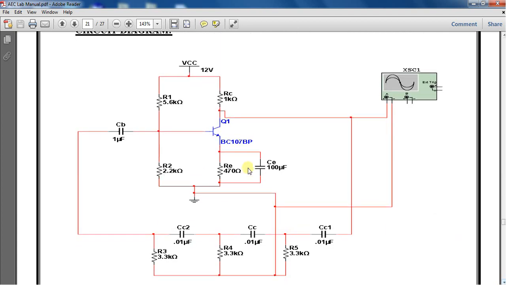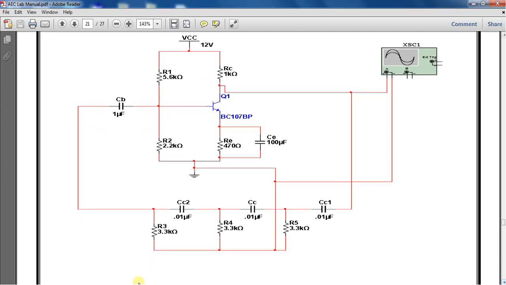See the circuit without these RC components. Here are the three sections of RC. Without this we can observe that this is a fixed bias circuit in the common emitter configuration. There is a capacitor also. So there is no input we are giving.